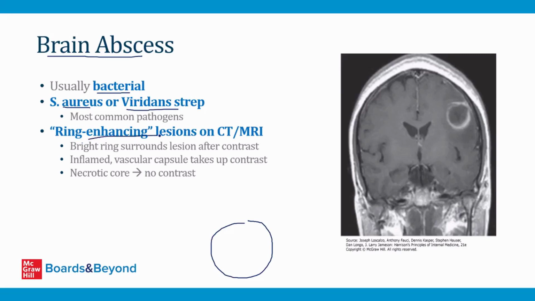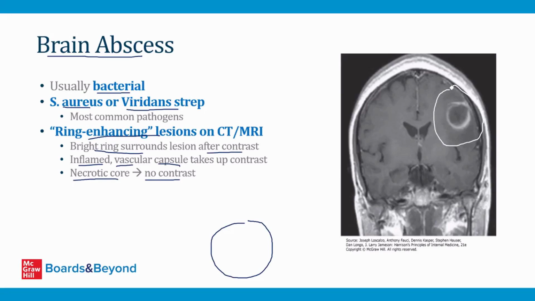When these pathogens spread to the brain and cause an abscess, what you will see on imaging is a ring-enhancing lesion. So this means that a bright ring of tissue surrounds the abscess after you administer contrast for the imaging study. The reason this happens is because the capsule surrounding the abscess is vascular and it's inflamed and it takes up contrast, but the core of the abscess, which has a lot of necrotic white blood cells and bacteria, does not take up contrast. And so these things give you a ring-enhancing lesion. This is an example of what one can look like here.